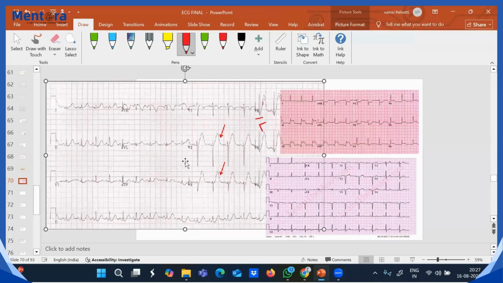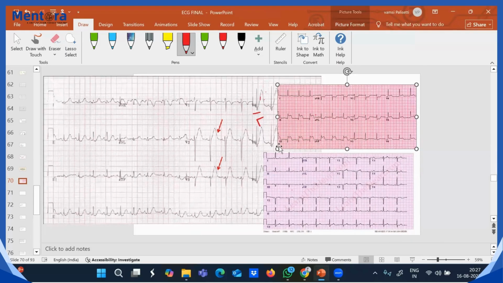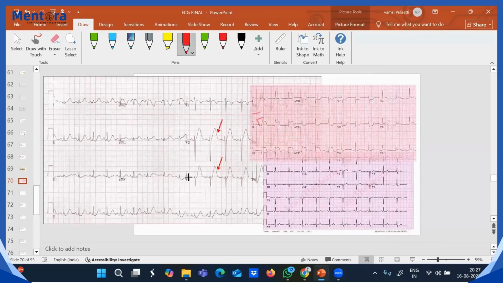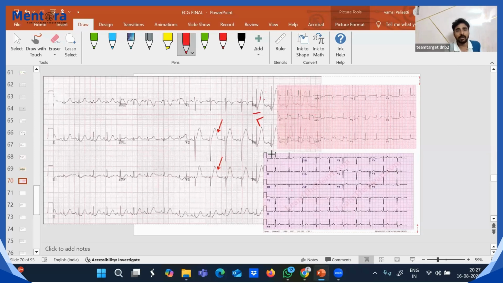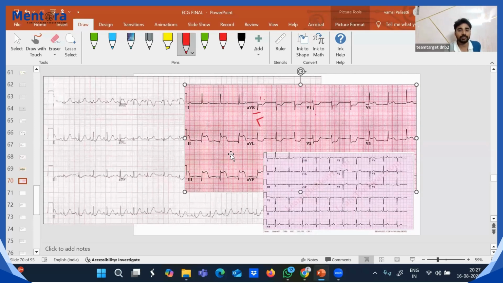Then, hyperacute T waves and early repolarization, how to differentiate, sir? Early repolarization will have ST elevation also.